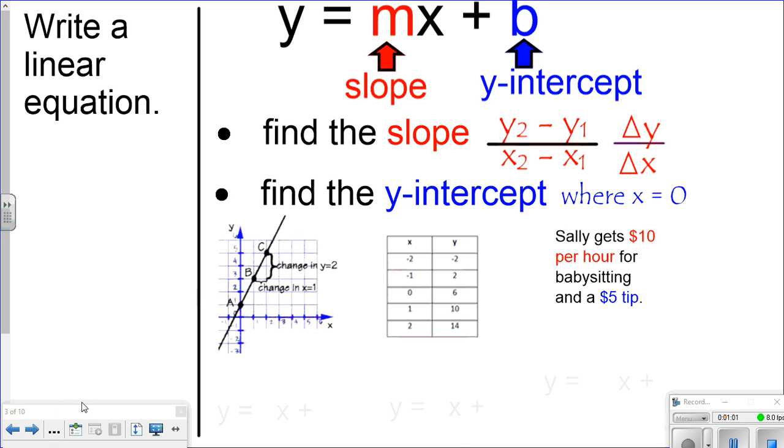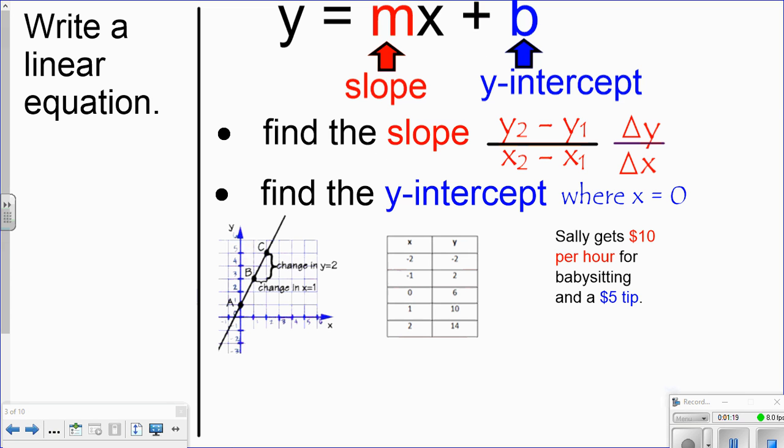To write a linear equation, the m is the slope and the b is the y-intercept. So we're going to have to find the slope. If you have 2 points, you're going to take y2 minus y1 over x2 minus x1, or the change in y over the change in x.